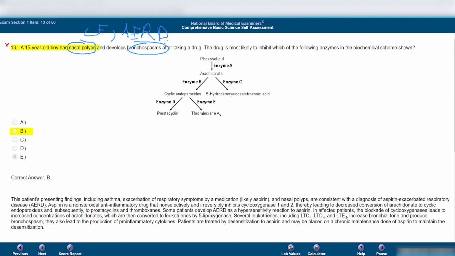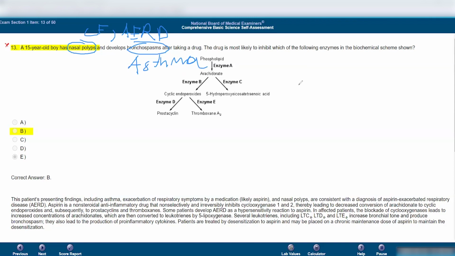which is aspirin exacerbated respiratory disease, or it used to be called Samter's triad. We don't call it that as much anymore. But these are the two diagnoses that you're really thinking of. So you have nasal polyposis, so you're thinking it's one of these two, CF or AERD. And then obviously bronchospasms, you're like, oh, okay, bronchospasm is the same as asthma.